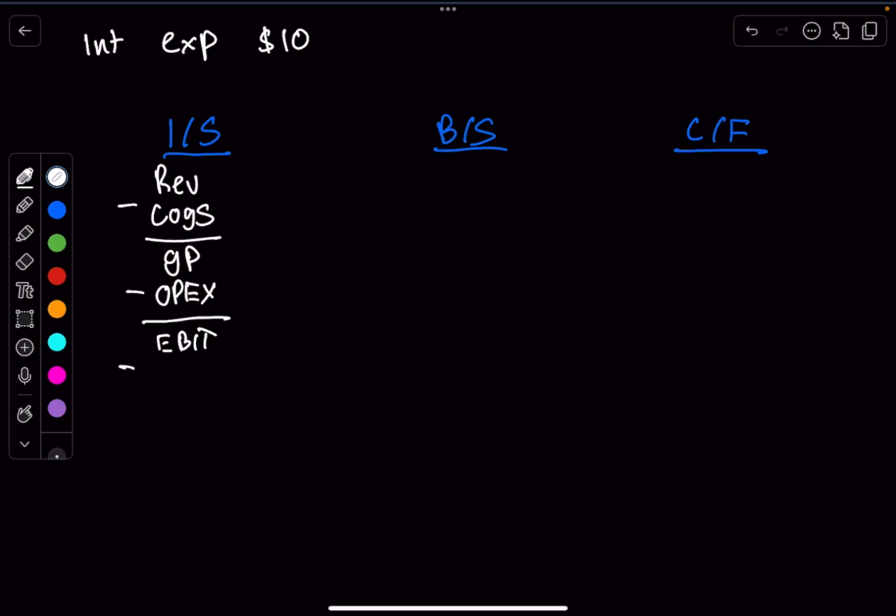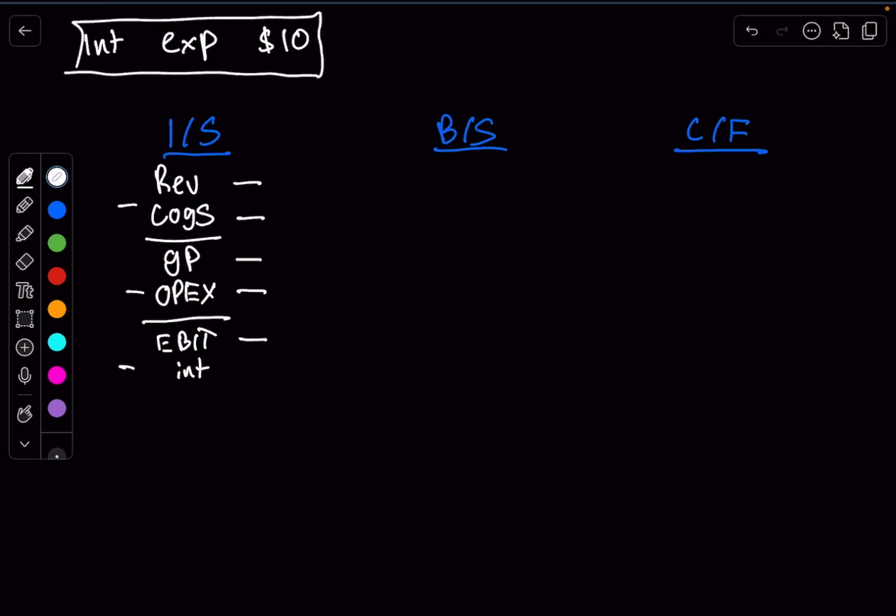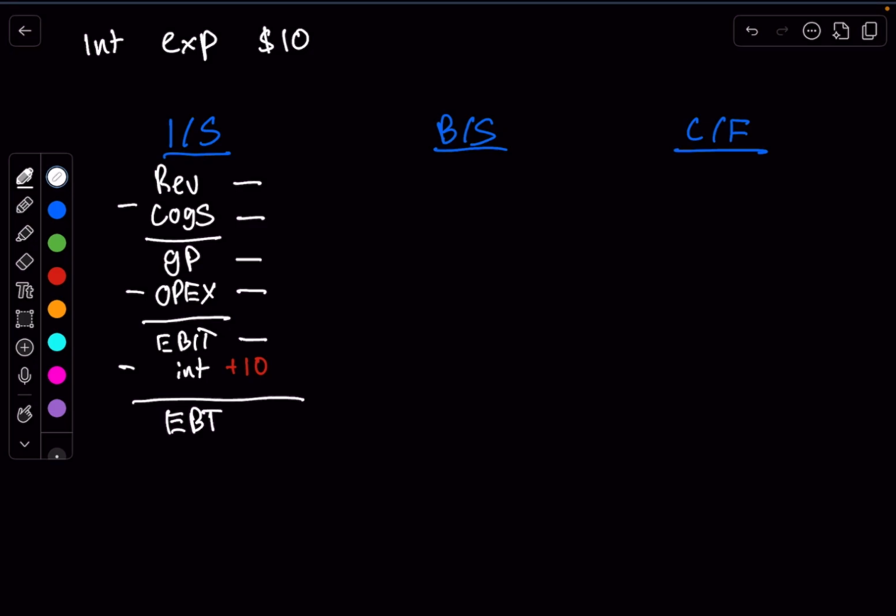At this point in time, now we subtract out our interest expense, right? So there's been no changes so far. All of these are flat. But now our interest expense, as per the question, has increased by $10, right? So this has increased by $10, meaning that our earnings before taxes have decreased by $10, right? Because it's an expense.